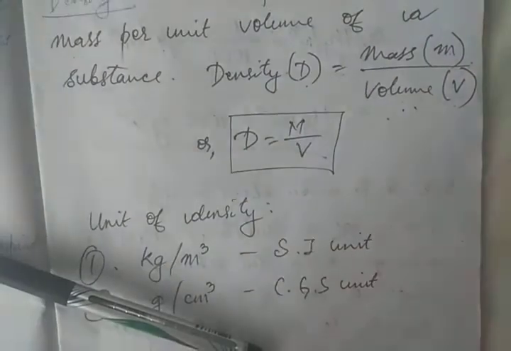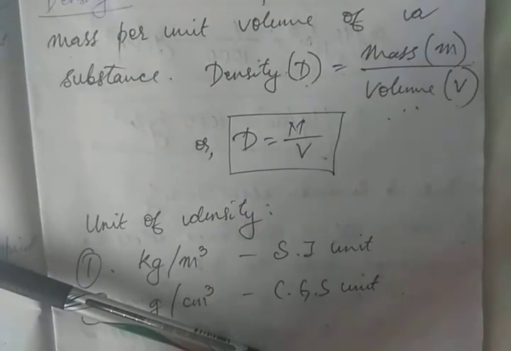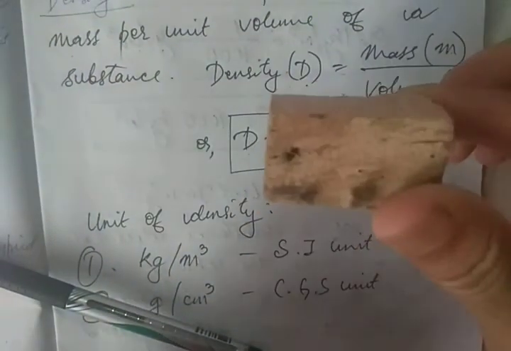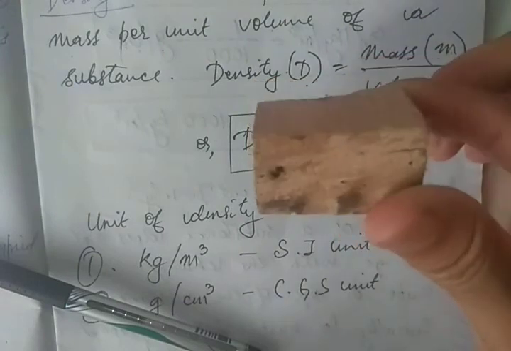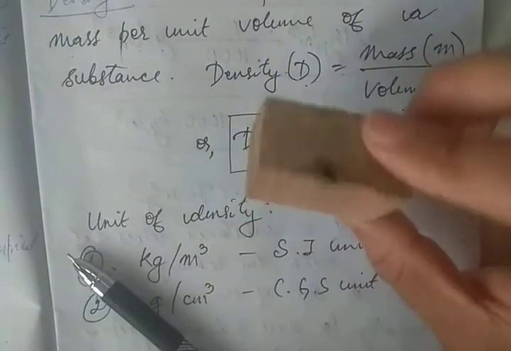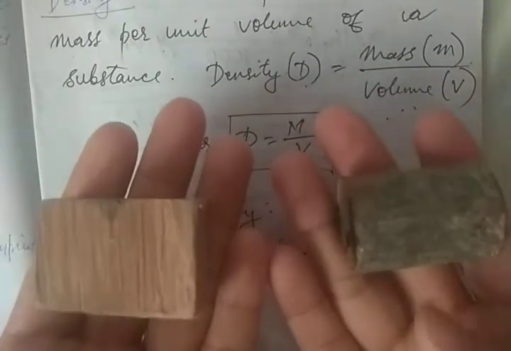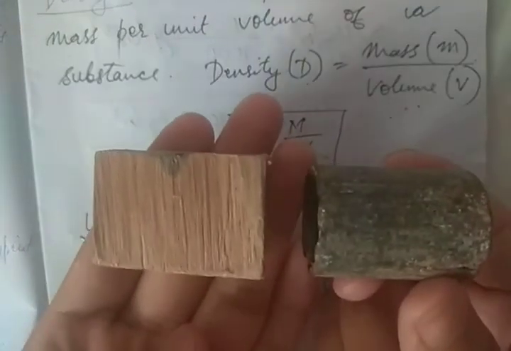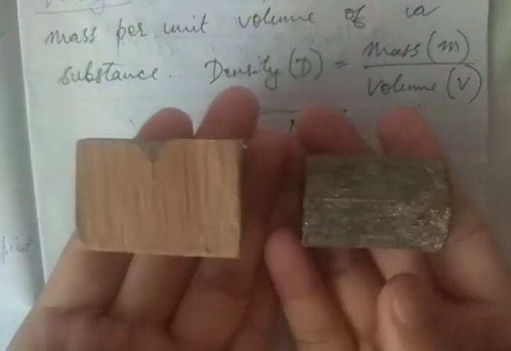Now, to understand what density is, I have taken a piece of wood. Although this is not exactly a cube, actually it's a cuboid, let me call it a cube for now. This is a cube of wood. And I have this cylindrical piece of iron. They have almost equal size, almost equal volume.